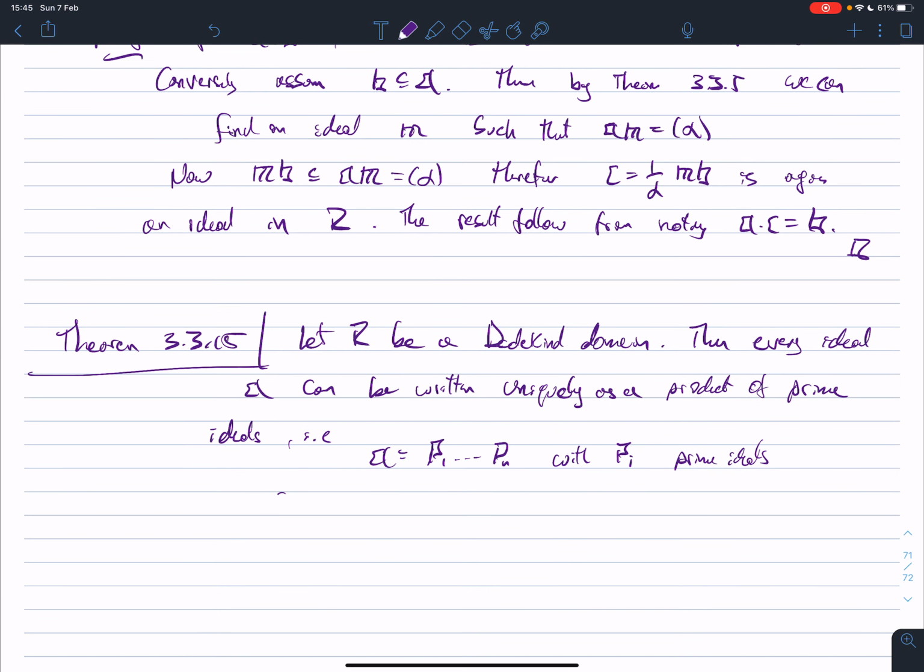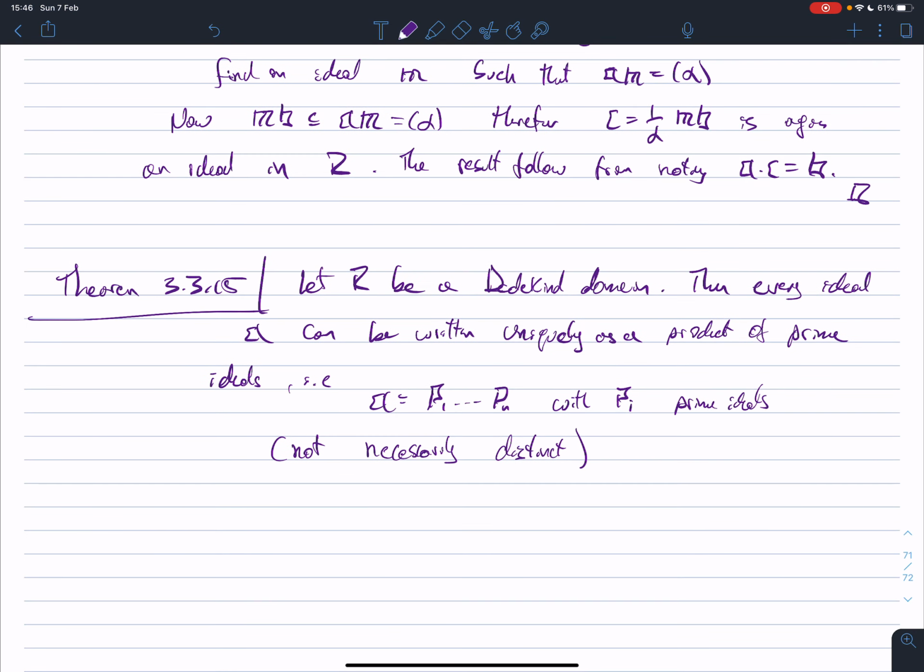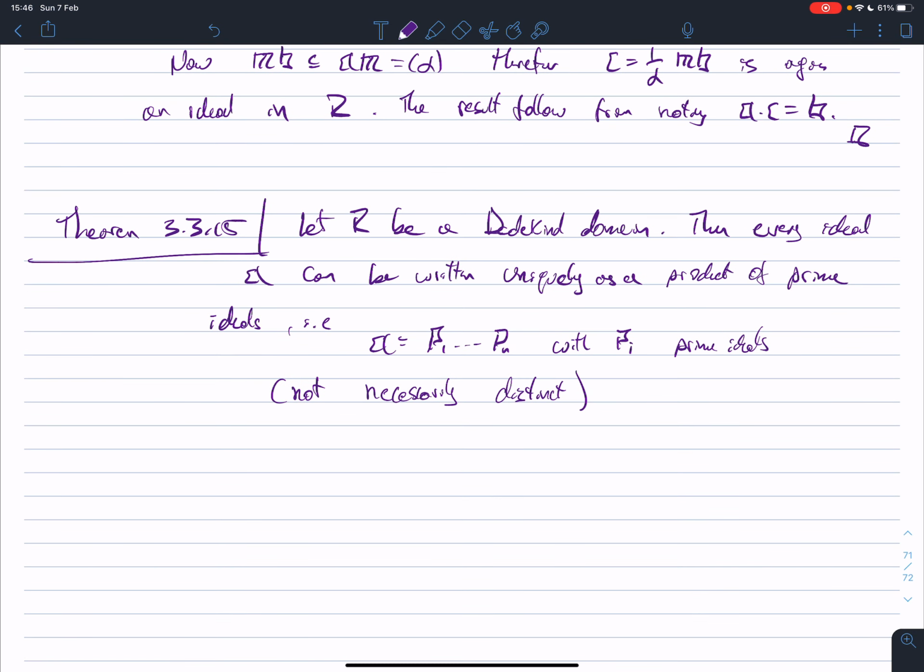I'm assuming in this notation that they're not necessarily distinct. I could group them up and then just put powers here, which is what we'll do generally. But for the moment, there's a product of prime ideals, and there could be some repetitions in here. It doesn't really matter. You could have A being P1 times P1, so you could write that as P1 squared. Okay, so let's prove this.